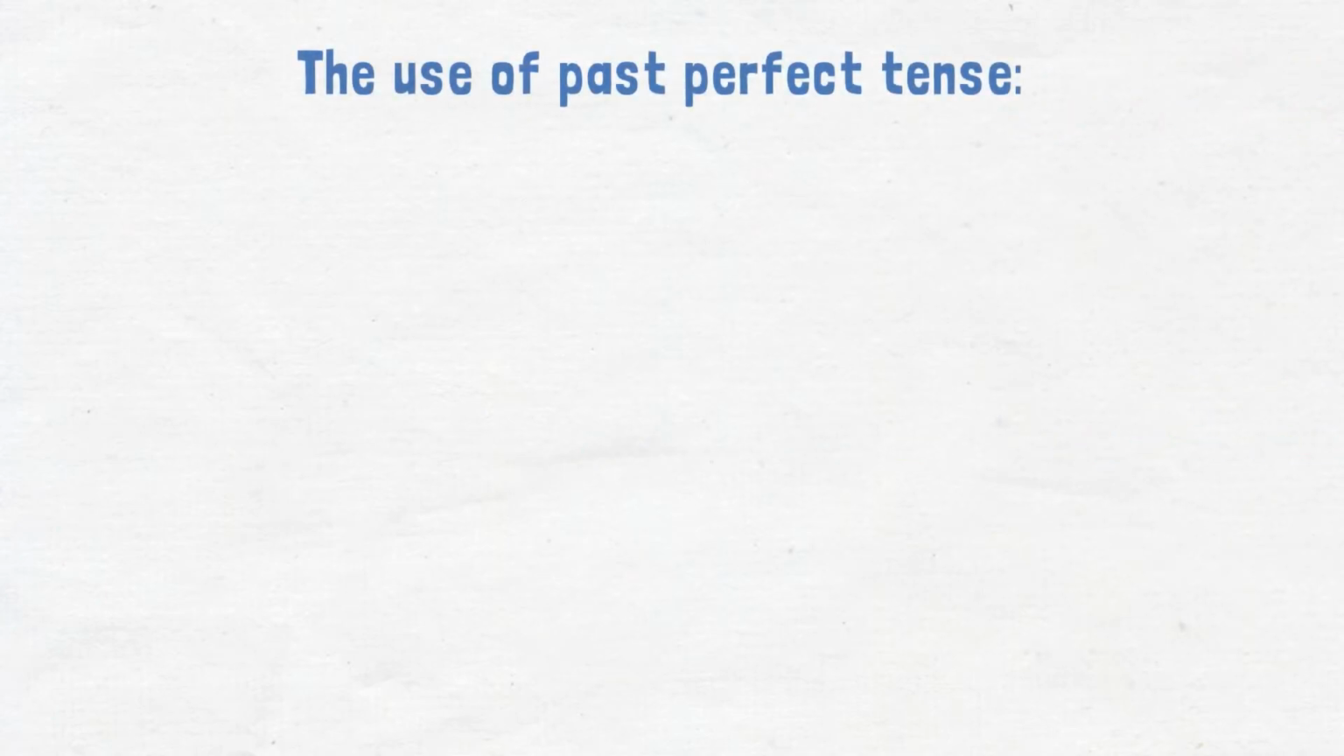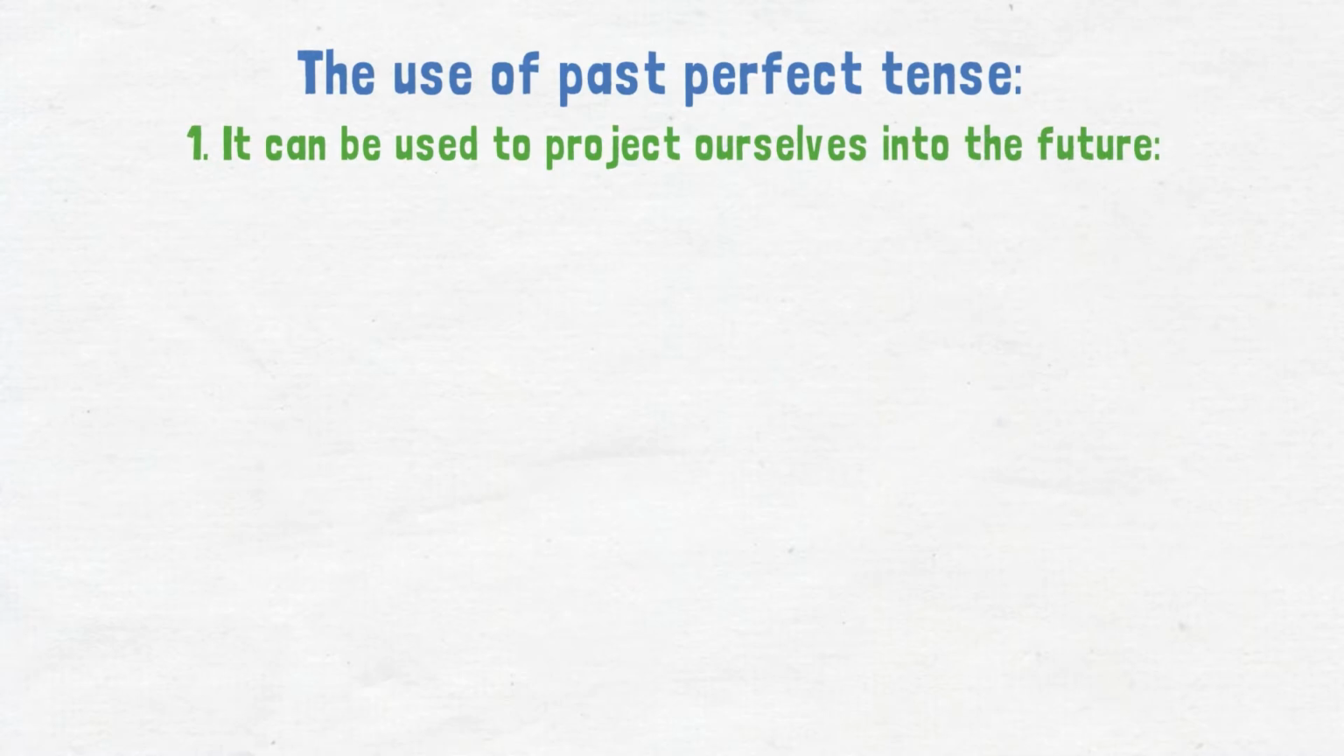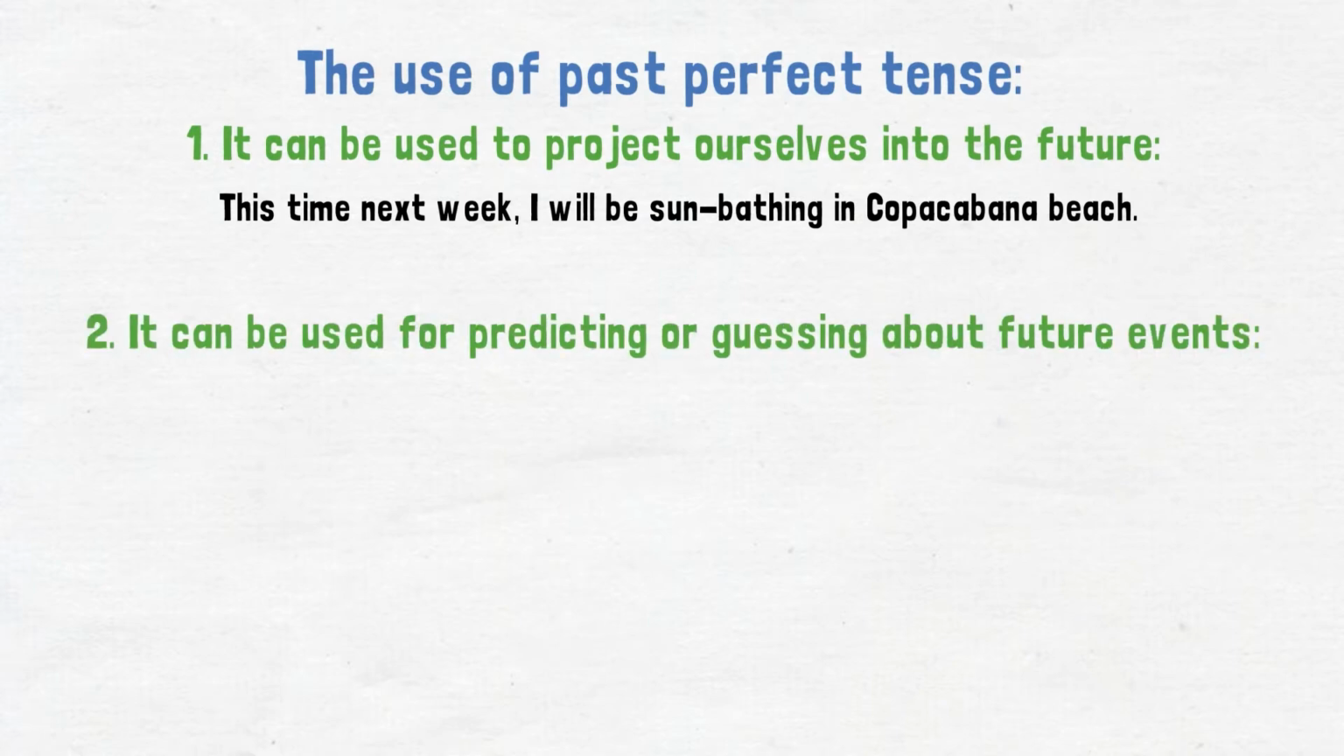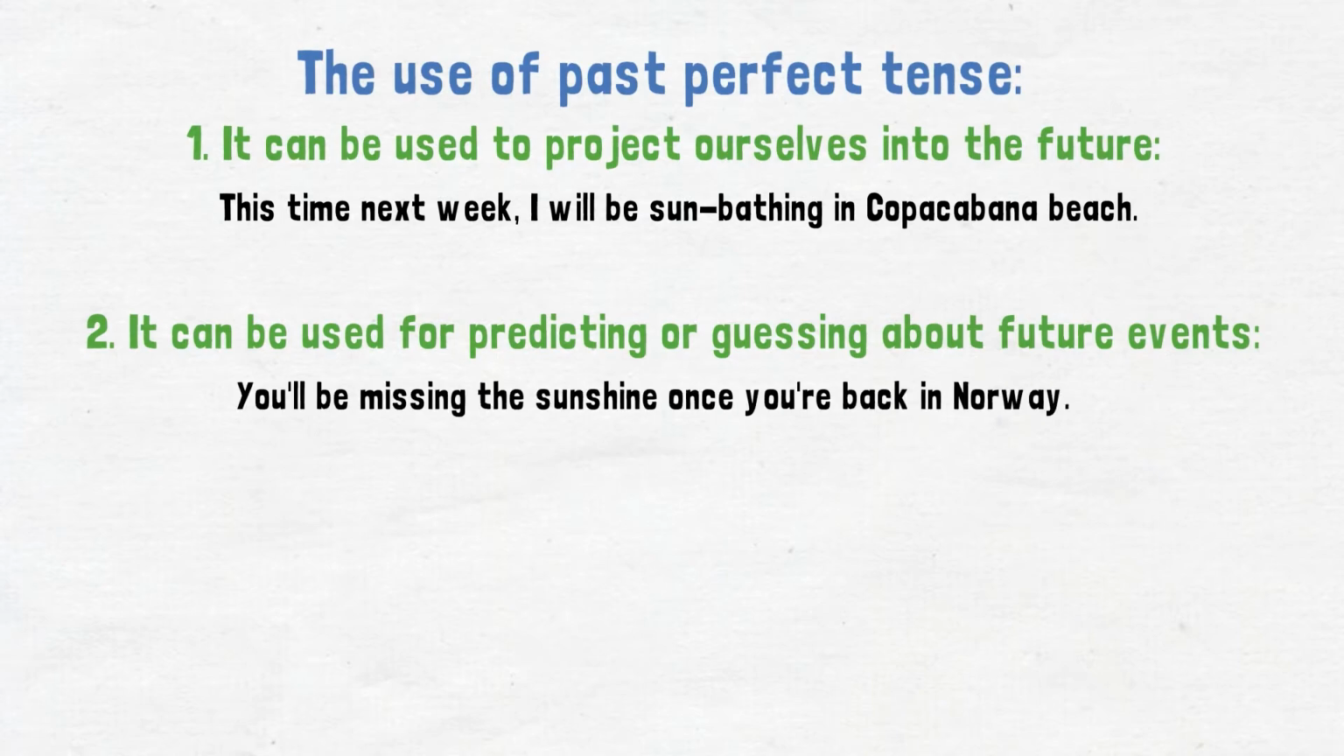The future continuous is used for quite a few different purposes. It can be used to project ourselves into the future. For example, this time next week, I will be sunbathing on Copacabana Beach. It can be used for predicting or guessing about future events. For example, you'll be missing the sunshine once you're back in Norway.